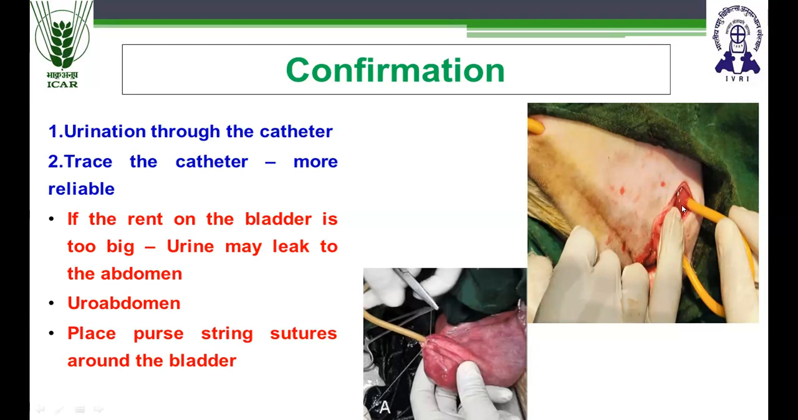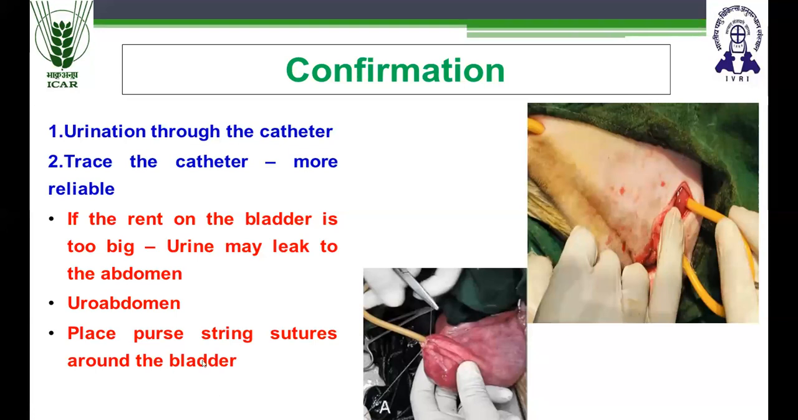And see, if experienced person, with a single puncture itself, we can pass. But in some cases, the rent on the bladder can be very big. So in such cases, we have to go for a purse string suture around the bladder. Otherwise, the urine will leak out through the big rent, and again it will cause uroperitoneum. Subsequently, it can cause cellulitis and toxemia. So these are some important aspects which we should do during surgery.